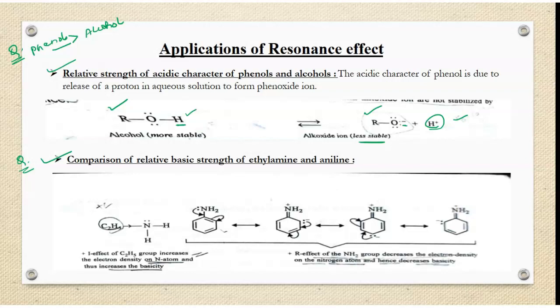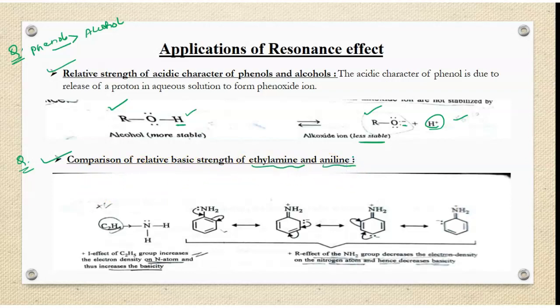phenol, which is further responsible for ionization and hence accounts for the greater acidic character of phenol. Okay, you can also read this from your book, whatever book you are following, be it Pradeep, be it Modern, whatever it is, you can read it from there. It is given and mentioned in your BSc first textbook. So, proceeding to the next application, that is your comparison of relative basic strength of ethylamine and aniline.